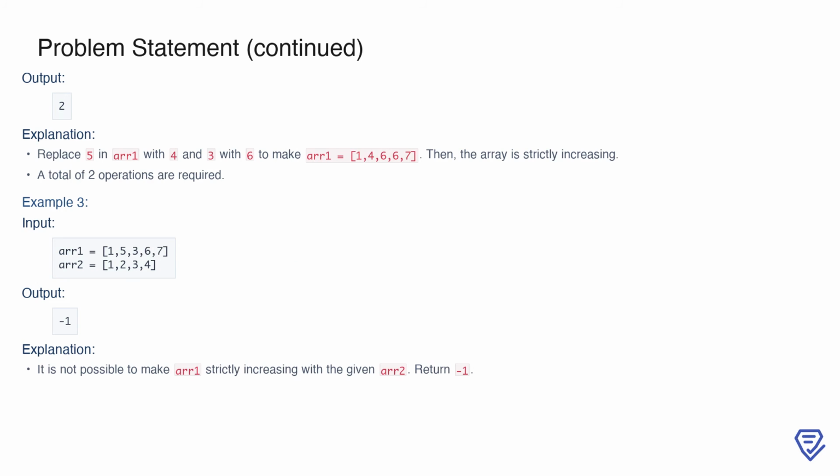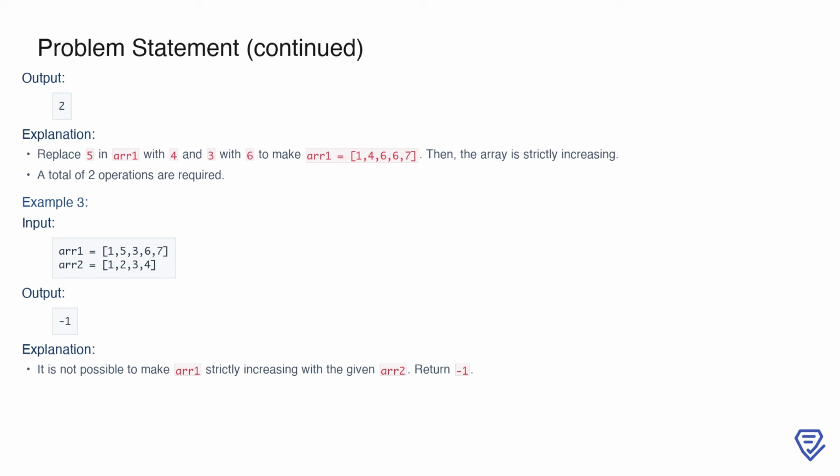Now, let's look at another example. For arr1 equals 1, 5, 3, 6, 7, and arr2 equals 4, 3, 1, the output is 2. In this case, we need two operations to make arr1 strictly increasing. First, we replace 5 in arr1 with 4, and then replace 3 with 6. The resulting array is arr1 equals 1, 4, 6, 6, 7, which satisfies the strictly increasing condition. A total of two operations were required.